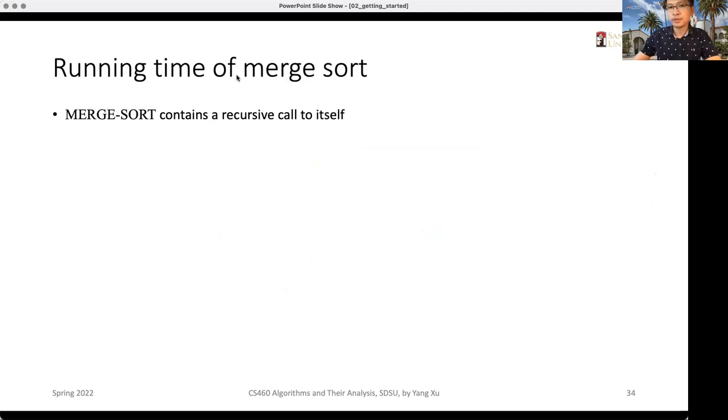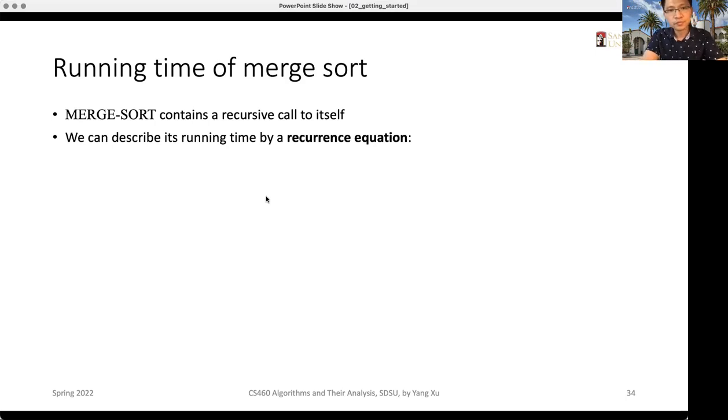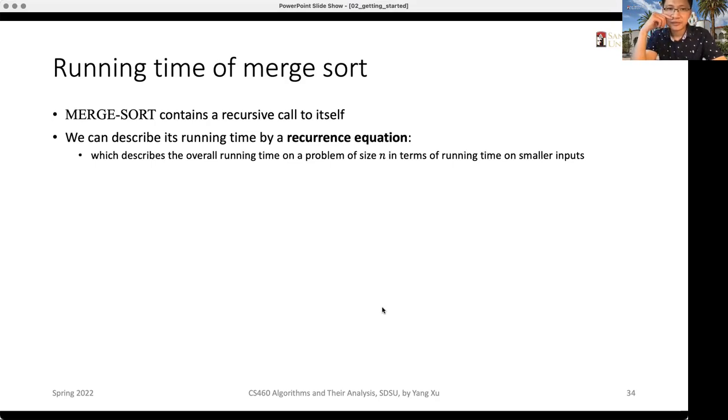Right. So the next step is to analyze the running time of merge sort. So it's a bit tricky now because the merge sort is implemented in the recursive style. And the recursive style would contain the function itself, right? Let's look at the technique that we use. We can describe it using a technique called recurrence equation, okay? Which basically describes the overall running time on a problem of size n in terms of running time on smaller inputs. So it's actually an equation that can be solved with mathematical tools.